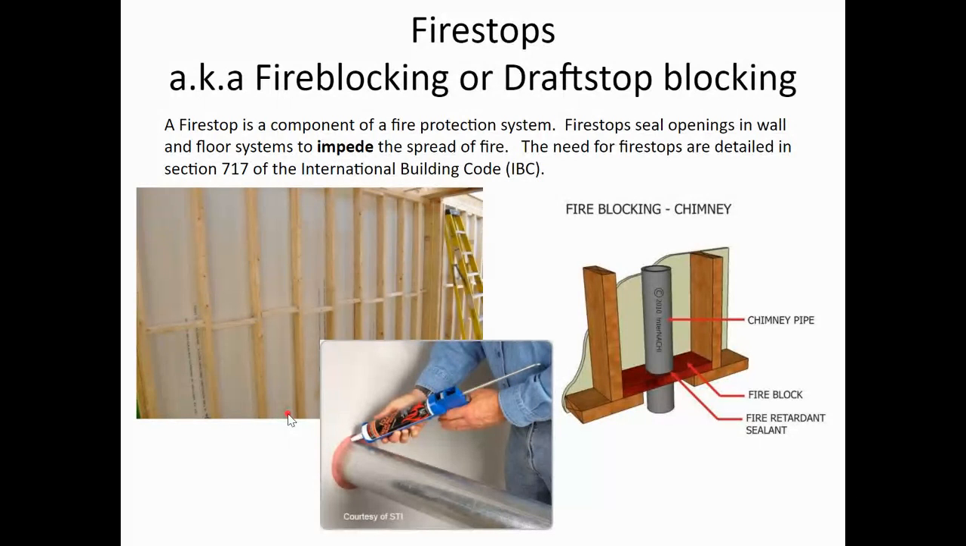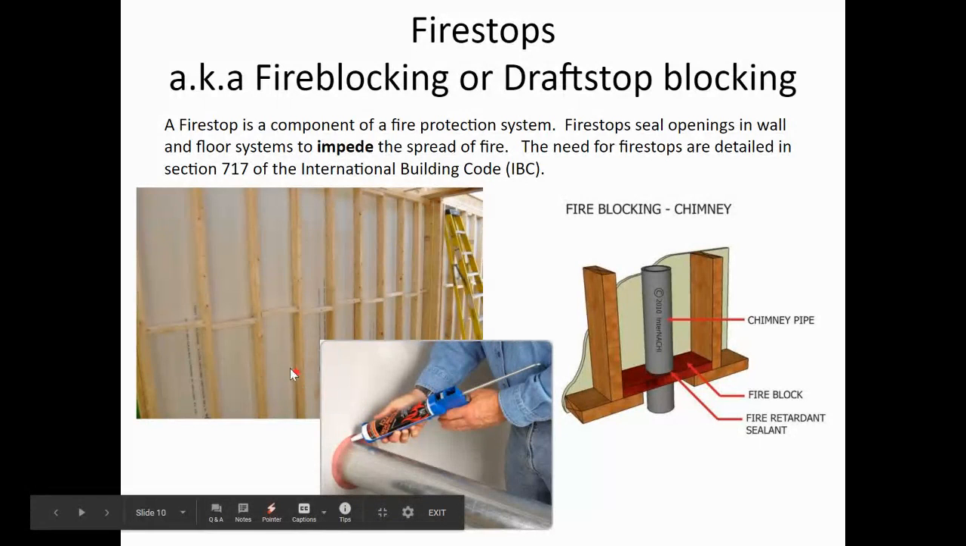We don't want the flame traveling very far, so we do this. We put just a chunk of wood in here. It's called a fire block. That will block the flames from reaching too high up here. It's going to take a while for it to burn through that 2x4, maybe 20 minutes or so. By that time, hopefully you smell smoke. Hopefully everybody got out of the house, and hopefully the firemen are there and ready to put this thing out.